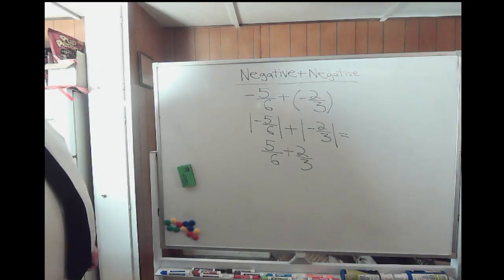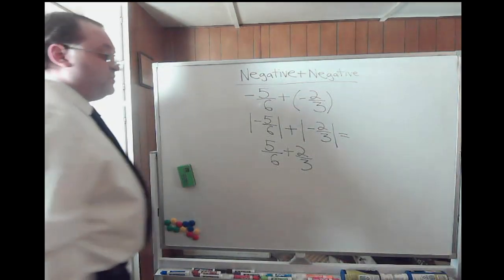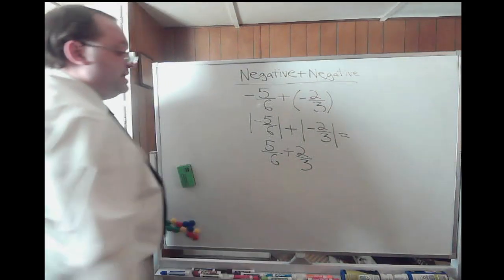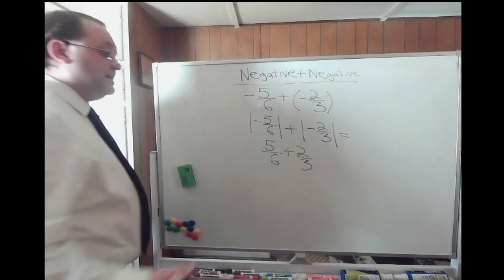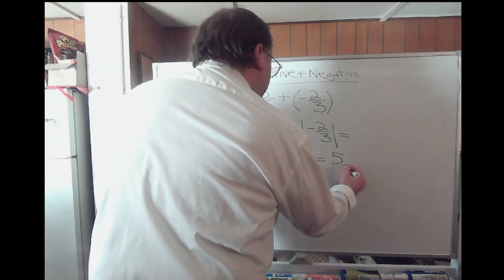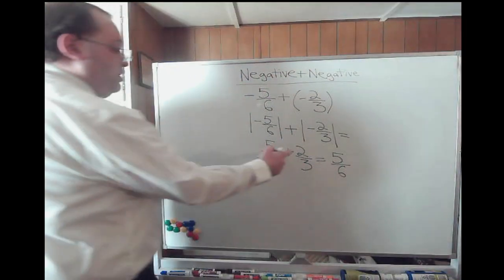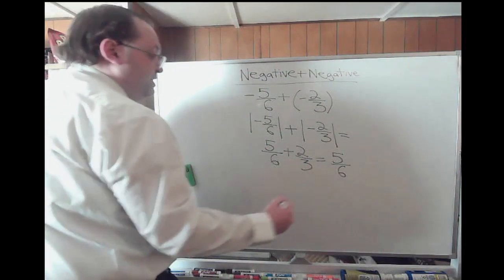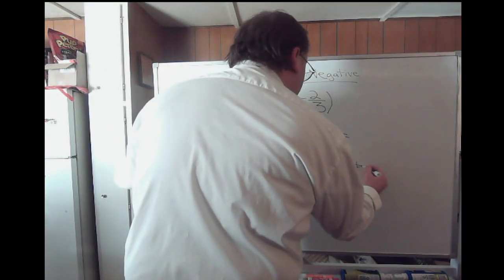We need to make them both have the same denominator. So we need to figure out the least common denominator between 6 and 3. In this case, it would be 6. So we'll leave the 5/6 alone. But we would need to multiply 3 by 2 to get a denominator of 6.